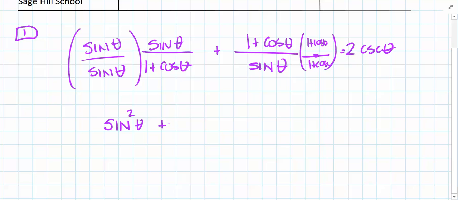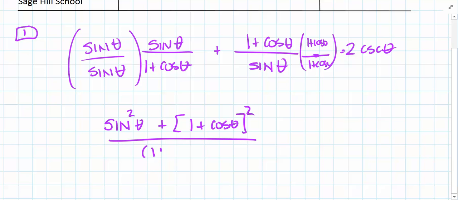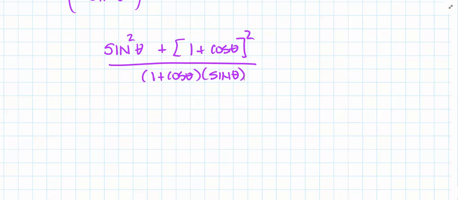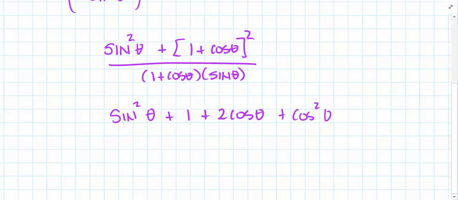Sine squared theta plus 1 plus cosine theta, all squared, all divided by the common denominator of 1 plus cosine theta times sine theta. Equals 2 cosecant. Is that what the original one is? Yes.